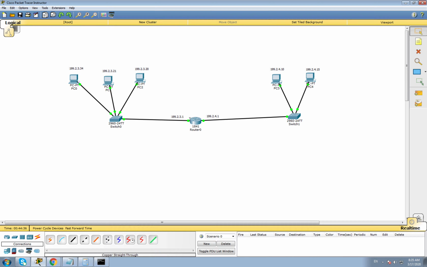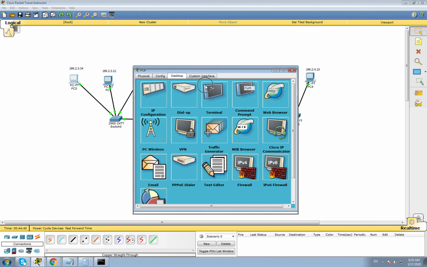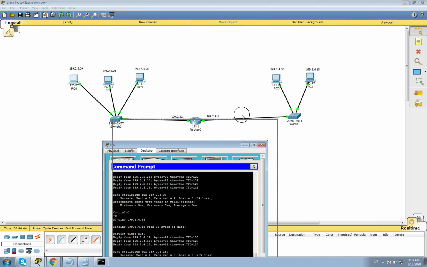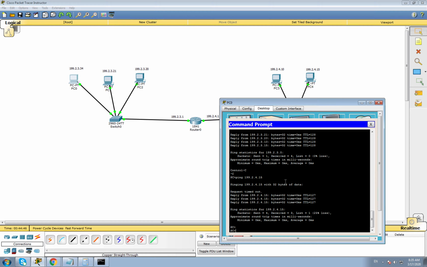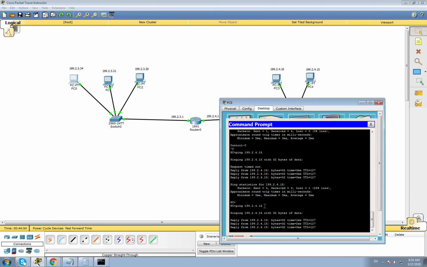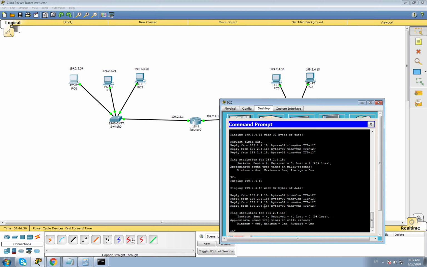I've already gone through, I've configured the router, I've configured all the default gateways, at least I hope I have. I guess I'll find out in a few seconds. I've already been in and I've done a quick check to make sure that I can ping from PC0 all the way over to 199.2.4.15, and yes, that is working perfectly fine. But the real reason why I'm in here.